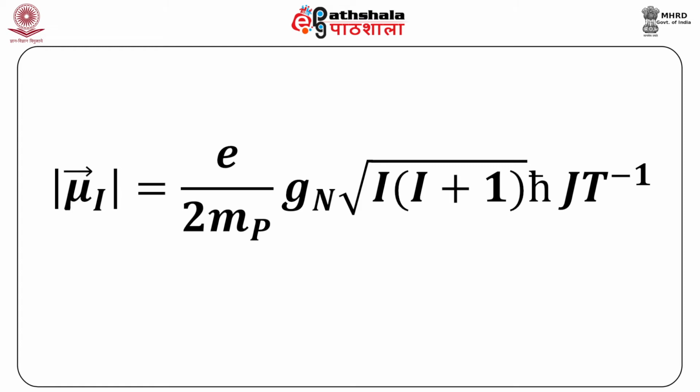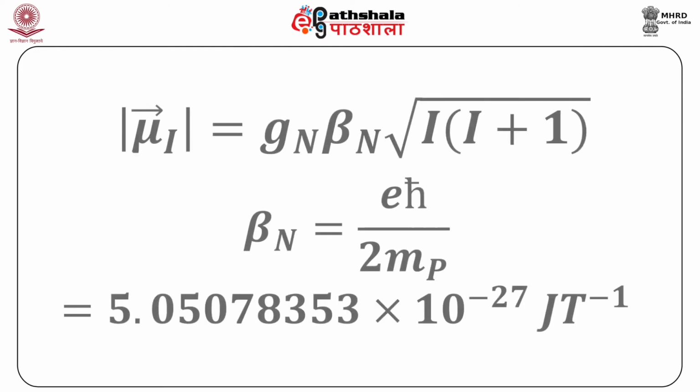And gn is the nuclear spin g factor, just like you had the electron g factor, here also there is a g factor. This equation can be rewritten as the magnitude of mu I is equal to gn beta n into square root of I into I plus 1, where beta n is equal to e h cross by 2 mp, and this is a nuclear magneton similar to the Bohr magneton for electrons. Its value is 5.05078353 into 10 raised to the power of minus 27 joule per Tesla.